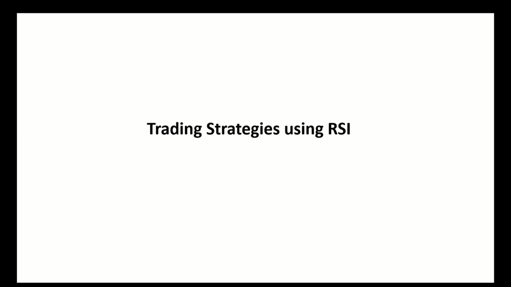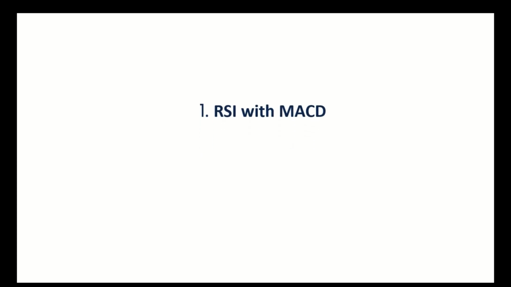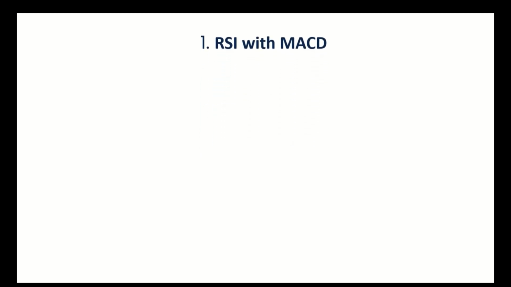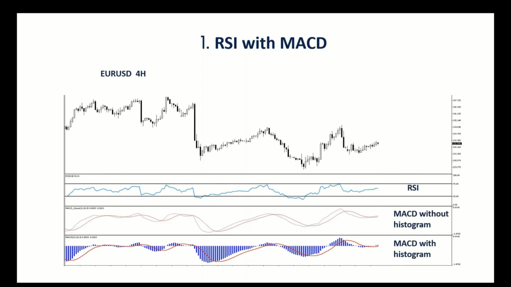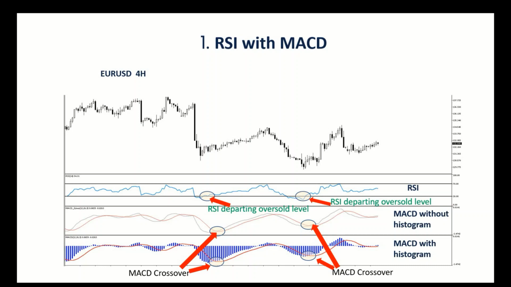Trading strategies using RSI. One. RSI with MACD. RSI analyzes price change in respect to recent price highs and lows. MACD gauges the relationship between two EMAs. Combining these two indicators gives traders a more technical view of the market. We observe the relative strength index, RSI, departing an oversold level, which is a definite buy signal. Our second signal comes from the MACD's bullish crossover that gives a confluence setup.